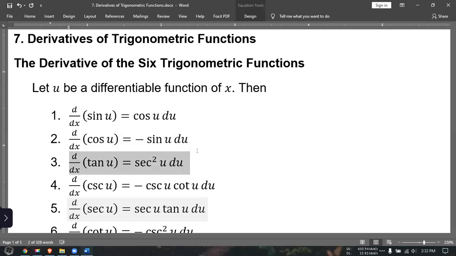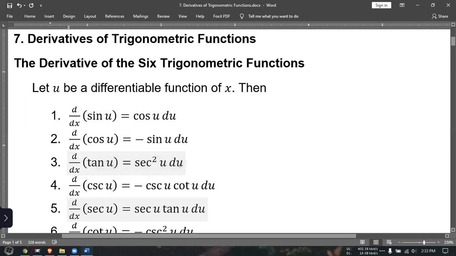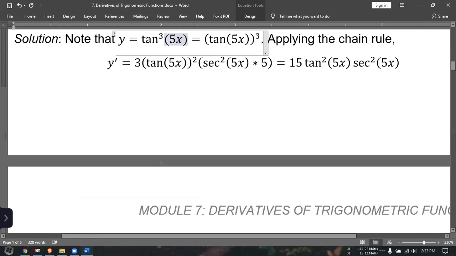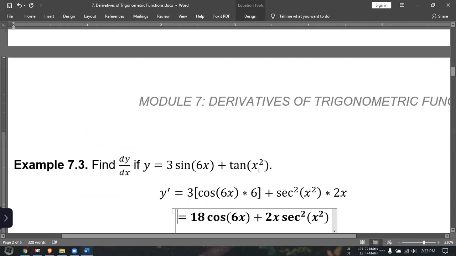Sir, saan po galing si 2x, sir? 2x is actually the du. I remember that we let u be the angle and then differentiate the angle. If our angle here is x squared, our u here is x squared, and the derivative of x squared is du.